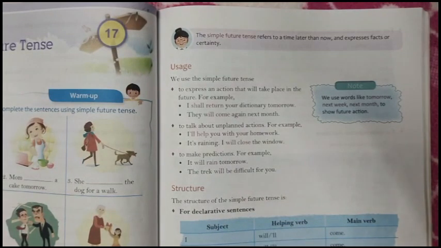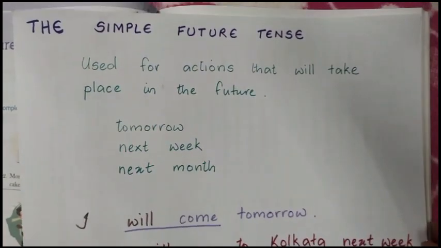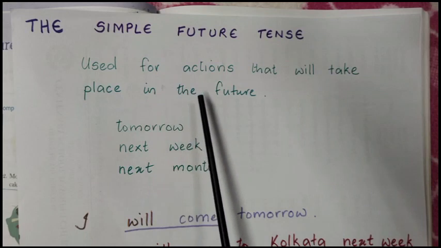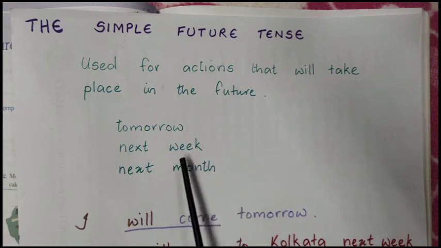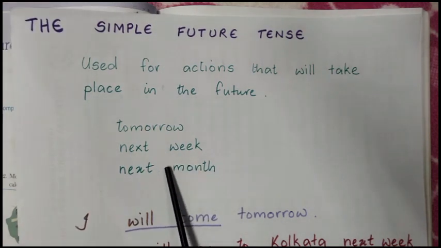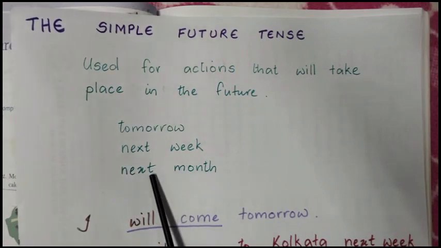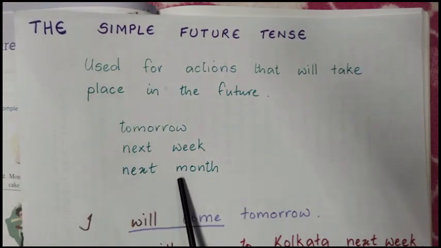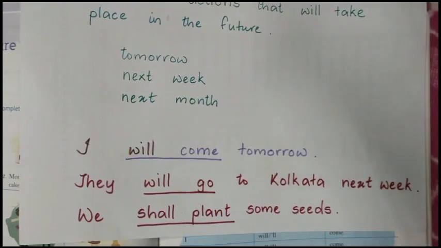Now, let's talk about the structure of the tense. Okay, let's look at this. The simple future tense is used for actions that will take place in the future. And in that sense, you can use these phrases or words in your sentence, okay, in your simple future tense. You can use tomorrow, next week, next month. You can say later. You can say next Monday, okay, like that. And then a few sentences here.